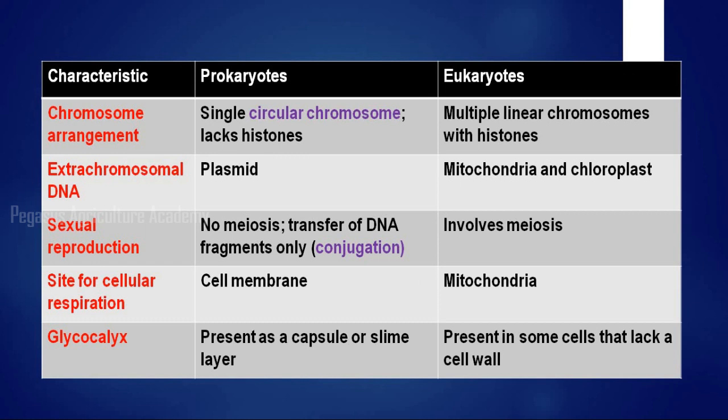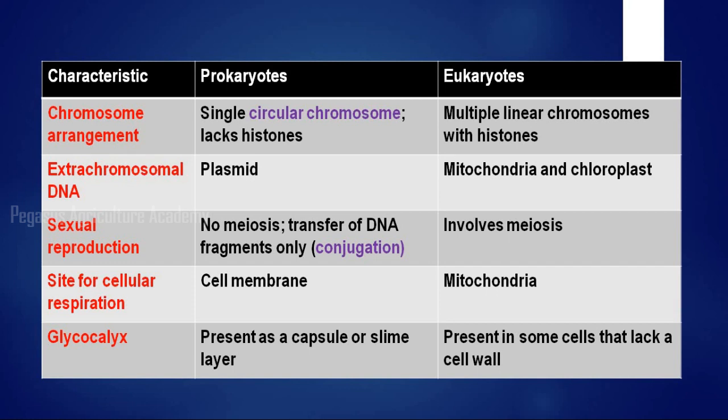In case of eukaryotes, meiosis is involved, that is the reduction division is involved. So eukaryotes produce spores and also sperms and everything, so that they can perform sexual reproduction. The site of cellular respiration in prokaryotes is the cell membrane, that is cellular respiration like the electron transport chain and the energy production happens in the cell membrane, which is responsible for cellular respiration.